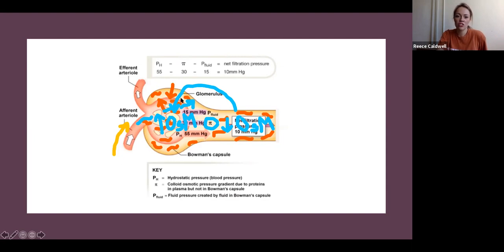We also have just fluid outside in the Bowman's capsule. And what we see is that whenever there's fluid outside of the glomerulus, it will also exert pressure. Similar to hydrostatic, except it's coming from the outside of the glomeruli. So it's also serving as a resistant force. However, that hydrostatic pressure or that blood pressure is usually higher than both of these resisting forces. So it is truly the driving force of filtration. So the net filtration pressure, that is that driving force.